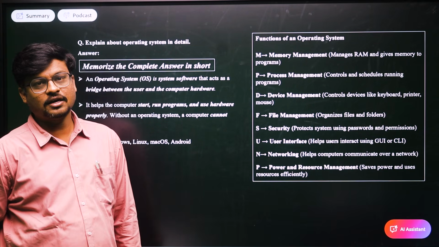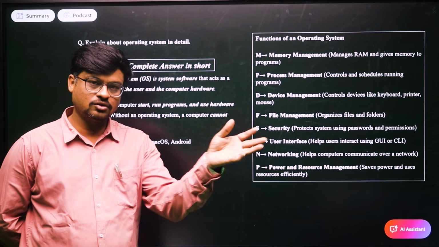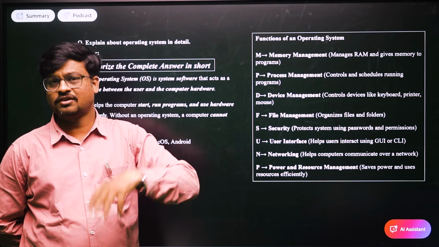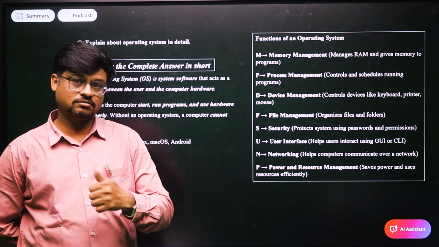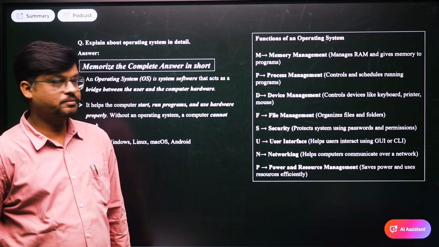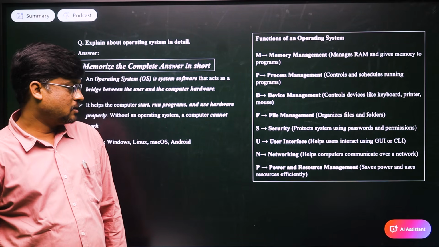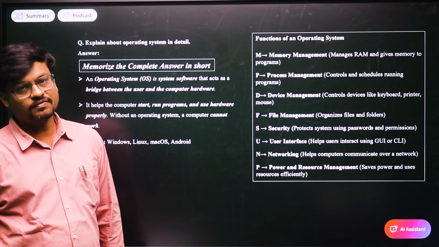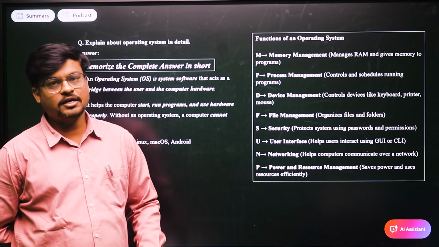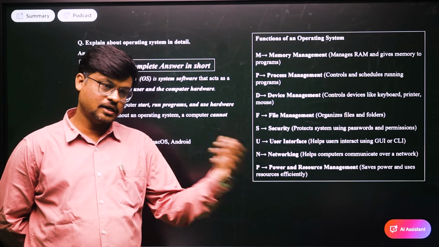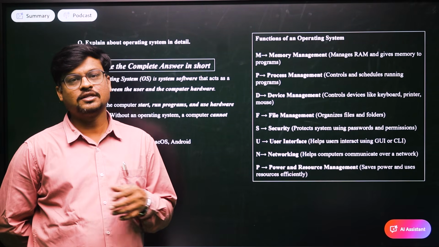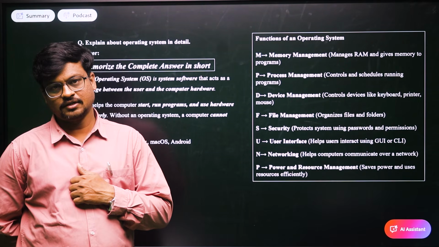Networking helps communicate nodes with other nodes, your computer system with another computer system, your electronic device with another electronic device. For that also we need an OS. Final one, power and resource management. It saves power and uses resources efficiently. If your system is idle for 10-15 seconds, it will automatically lock and go into sleep mode. Other resources will be relaxed when I am not using them, so that power will be saved.